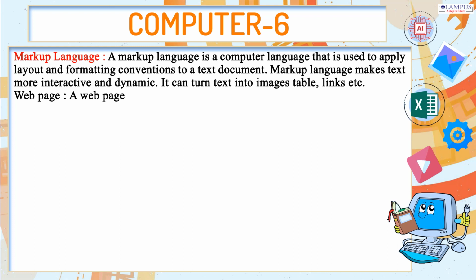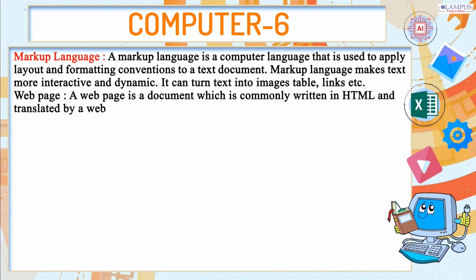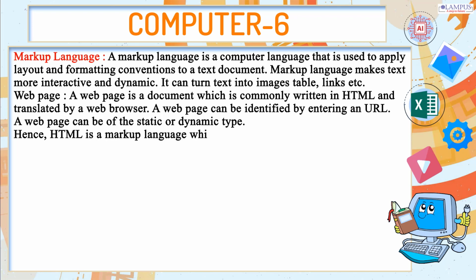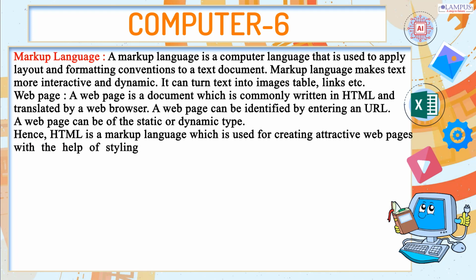Web page. A web page is a document which is commonly written in HTML and translated by a web browser. A web page can be identified by entering a URL. A web page can be of the static or dynamic type. Hence, HTML is a markup language which is used for creating attractive web pages with the help of styling and which looks in a nice format on a web browser.